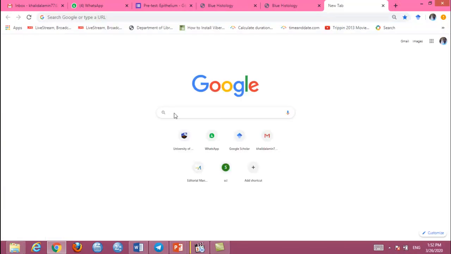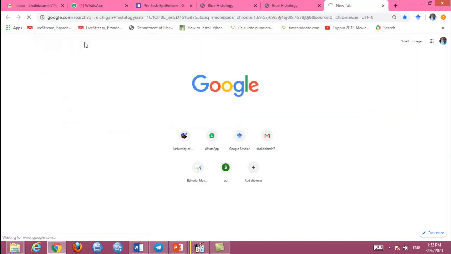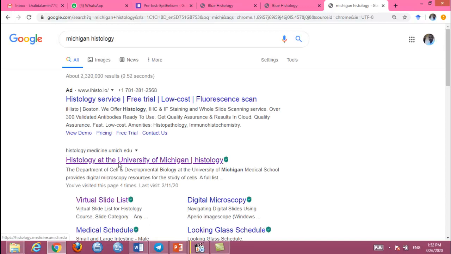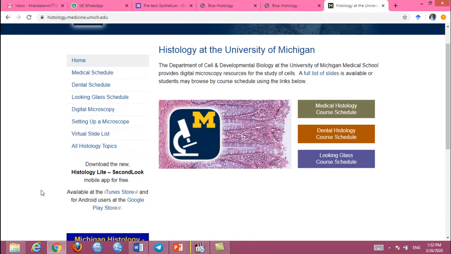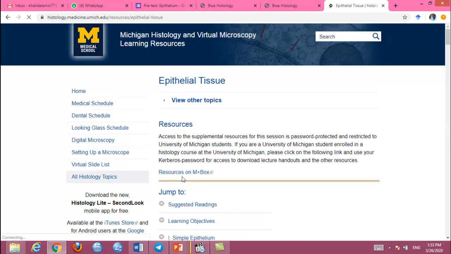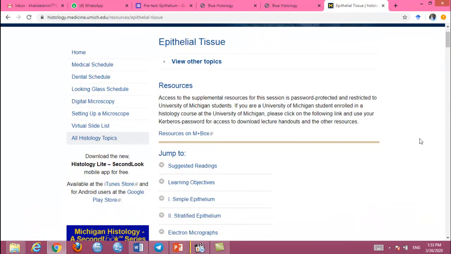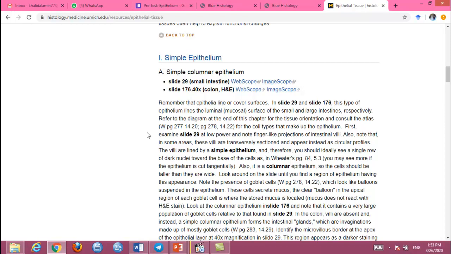Another resource, if you also come here and write Michigan Histology, histology at the University of Michigan, is also very beneficial for you. You can go to all histology topics, and it contains an open window for you. Here you find a lot of tissues. You can find epithelial tissue. This site is different from Blue Histology because in Michigan Histology you can be as if you are doing a lab, a practical. This is virtual microscopy.